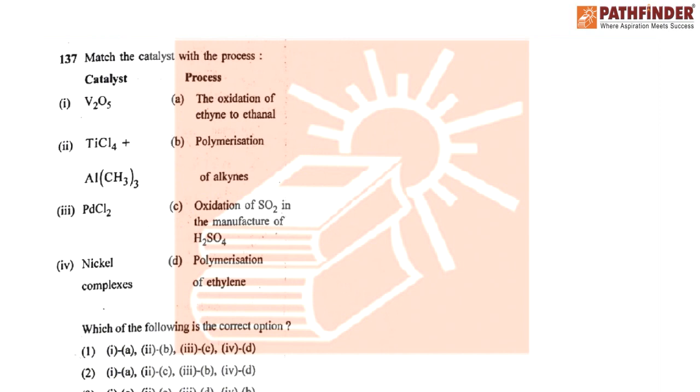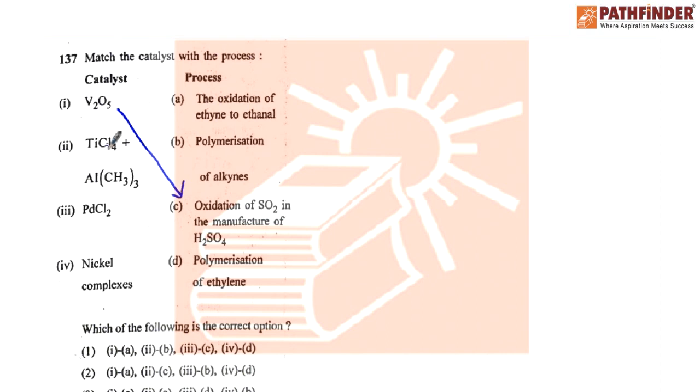Question number 137. 137 is also a match the following type question, where various kinds of catalysts are given and the process for which they are used is also given. So we have to just match the answer. Now V2O5, from class 10 onwards, we know is used as a very famous catalyst for oxidation of SO2 in the manufacture of H2SO4. That is the contact process.